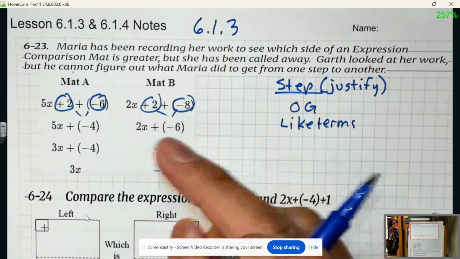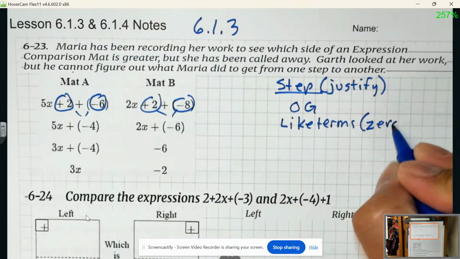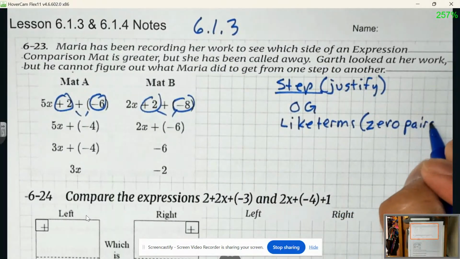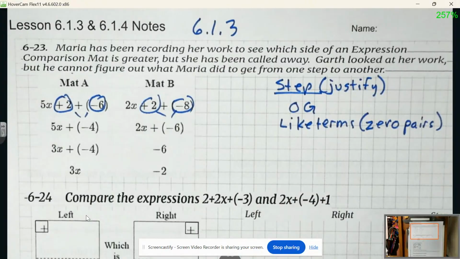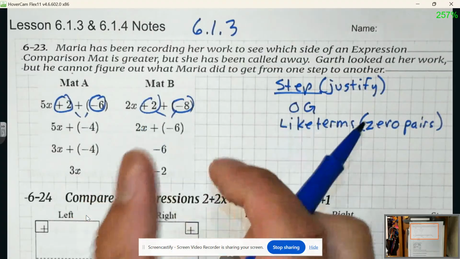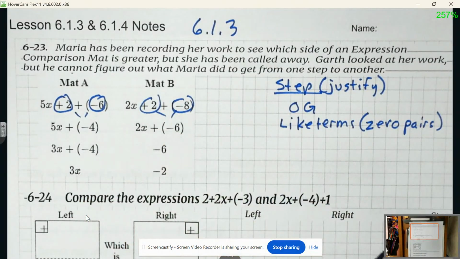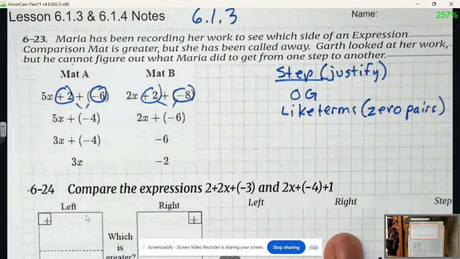And if we were working with the tiles, this would be basically doing 0 pairs. 0 pairs means you have 2 positives and 8 negatives. 2 positives cancel out 2 negatives, giving you 6 negatives. So like terms is what's actually happening.